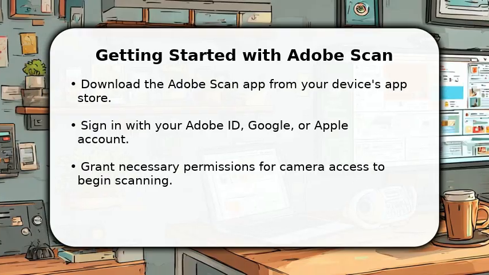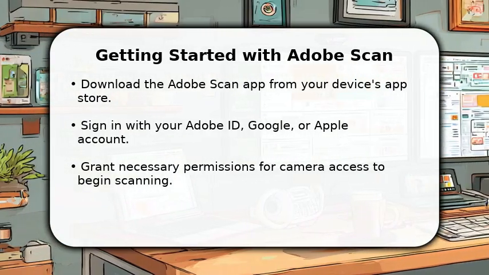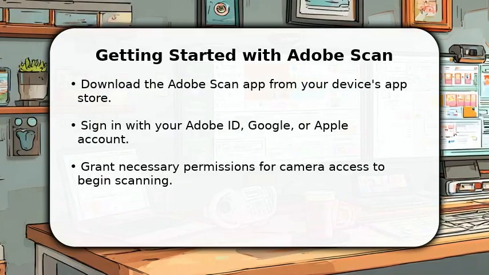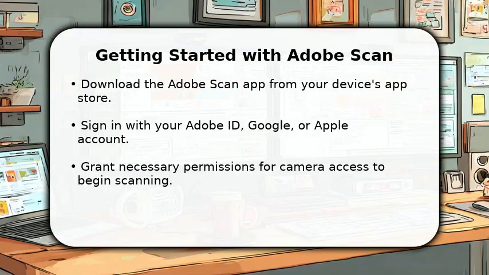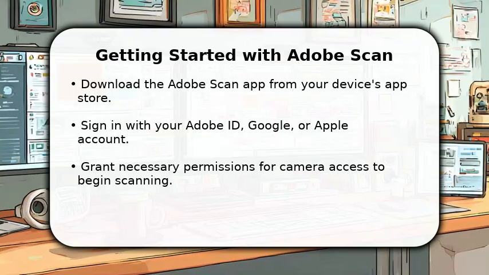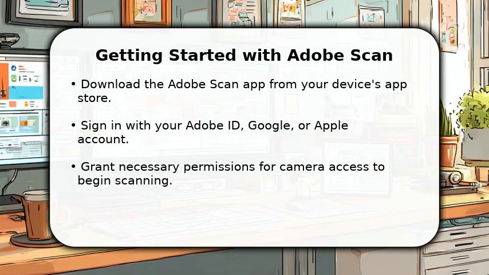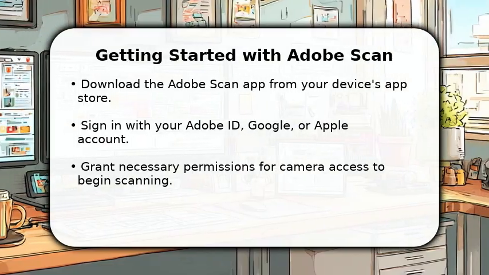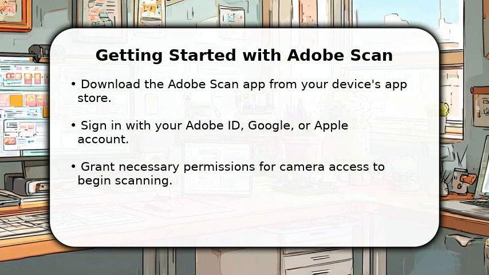In this video, I will explain how to use Adobe Scan. First, download the free Adobe Scan app from your device's App Store. Once installed, open the app and sign in using your Adobe ID, Google, or Apple account. You'll then need to grant the app permission to access your camera, which is essential for scanning documents. This quick setup ensures you're ready to transform physical documents into high-quality digital files in just a few moments.